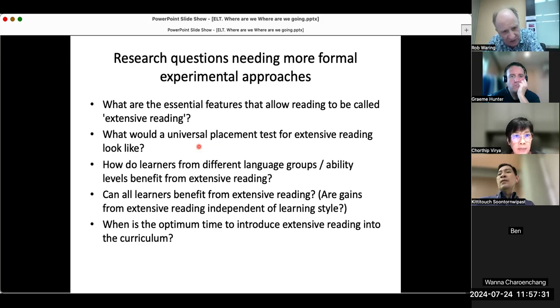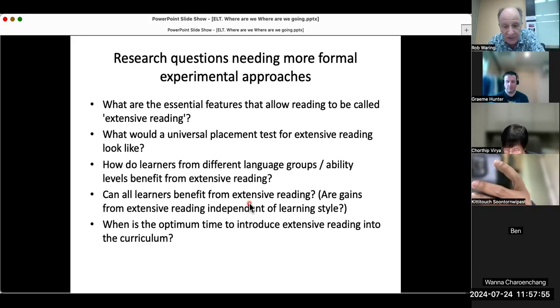You could do localized ones for, say, Japanese learners or Thai learners, whatever. How would you do a universal one? There have been some attempts. How do learners from different language groups or ability levels benefit from extensive reading? So, for example, Polish learners may learn faster than, say, Thai learners, or German and Dutch learners would learn faster because they have a strong relationship with English. Can all learners benefit from extensive reading? Are they independent of learning style?